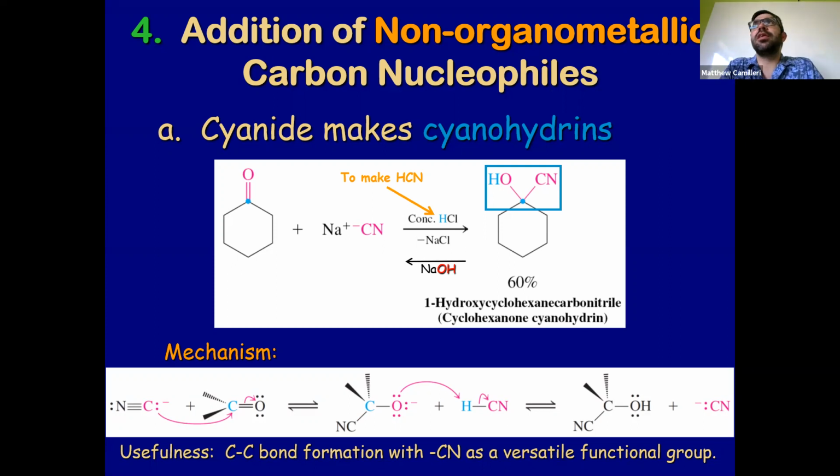As far as I'm concerned, this is the last chapter that we have to cover, so then it will just be working a number of questions to help you understand the chapter a little bit more. So, the last group of reactions will be the addition of non-organometallic carbon nucleophiles, such as cyanohydrins, okay? Addition of CN minus.